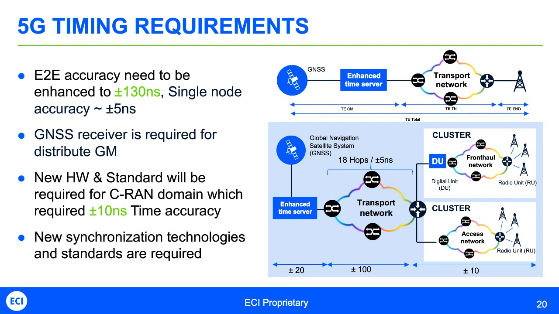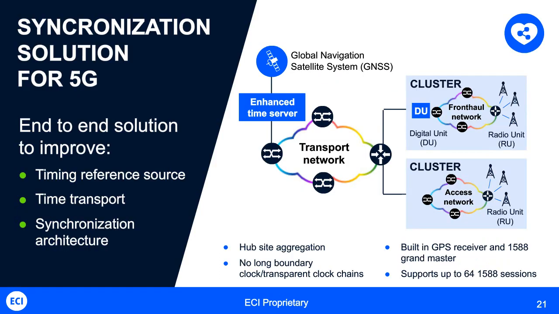And what we can see here is that if we look at the requirement, the accuracy for the network is more or less 130 nanoseconds for the overall network, where if we assume we have around 18 hops between the access and the source clock, it means that each hop's accuracy should be around 5 nanoseconds. And if we are relating to the fronthaul solution, we are even referring to a 10 nanosecond overall budget. And that requires a very specific or new solution for how to handle this time accuracy. The solution for that is based on next generation timing solutions.